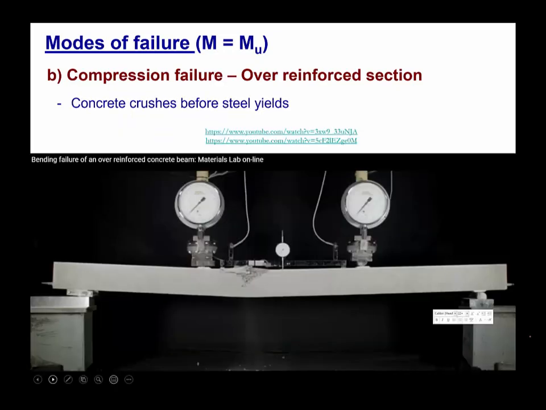Now, as you can see in this figure, this is a video from YouTube, and in this picture, the steel hasn't yielded yet, and there are no visible cracks yet, but the concrete has already crushed and the beam has failed. So the typical idea of this compression failure is that the beam will fail without any cracks or any large deformation. So it is a very brittle kind of failure. Without any warning, the beam will suddenly crush in compression and fail. Let's look at the video here.